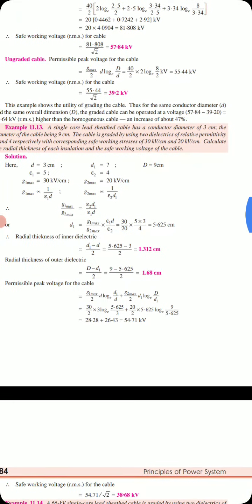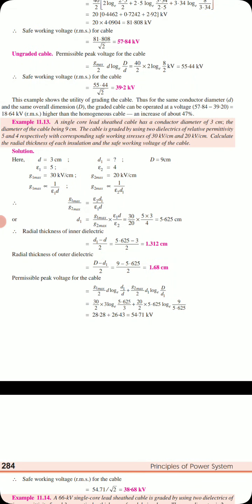So the same type of another problem is given here in 11.13. A single core lead sheathed cable has a conductor diameter of 3 cm and diameter of the cable is 9 cm. The cable is graded by using two dielectrics of relative permittivity 5 and 4 respectively, with corresponding safe working voltage stress 30 kV per centimeter and 20 kV per centimeter. Calculate the radial thickness of each insulation. Here G1 max, G2 max is given. So we need to solve it like this.